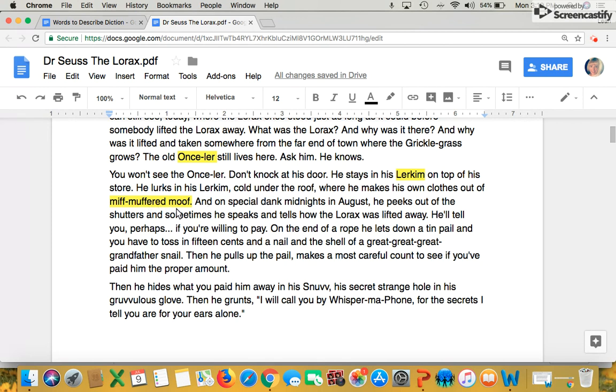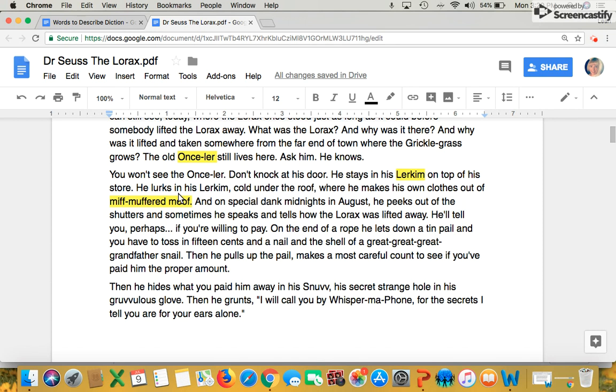Not sure. "And on special dank midnights in August, he peeks out of the shutters, and sometimes he speaks and tells how the Lorax was lifted away. He'll tell you perhaps if you're willing to pay. On the end of a rope he lets down a tin pail, and you have to toss in 15 cents and a nail and the shell of a great-great-great-grandfather's snail."